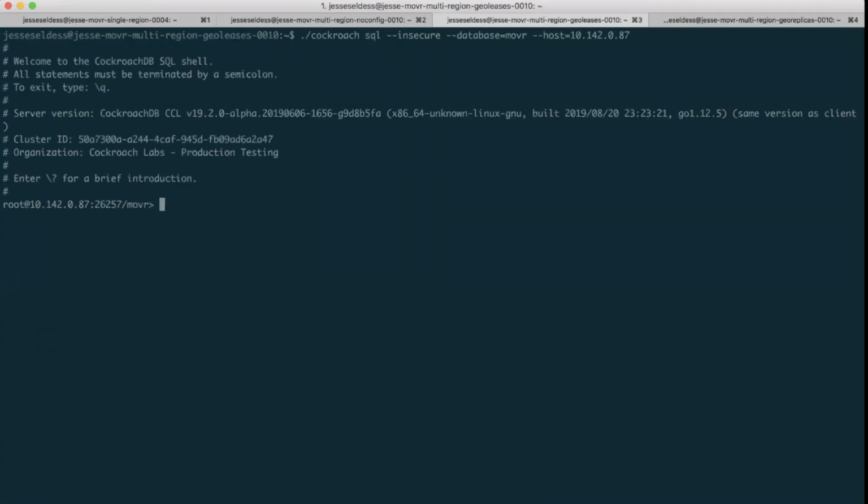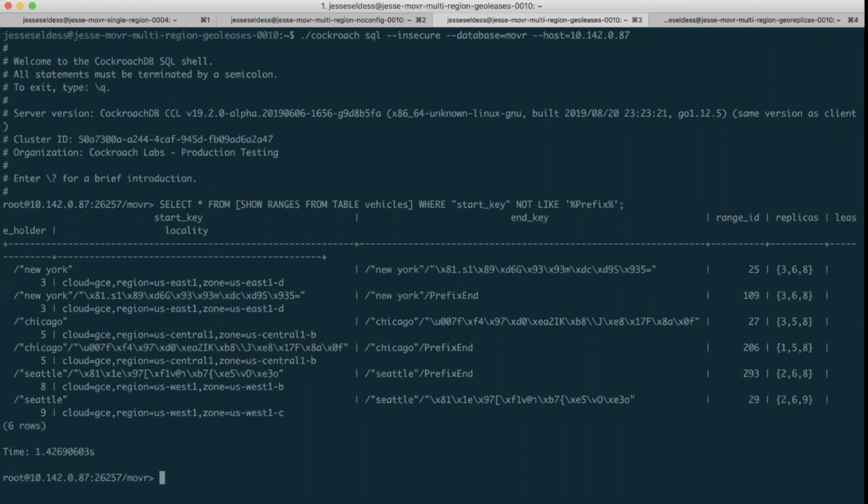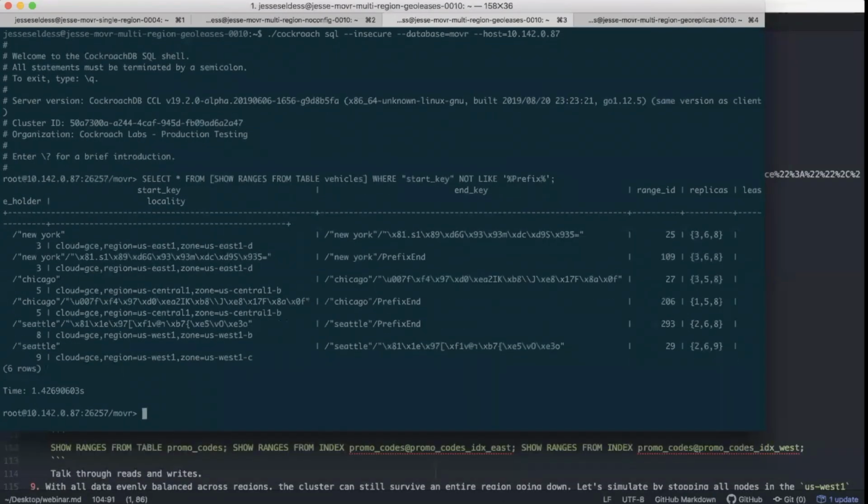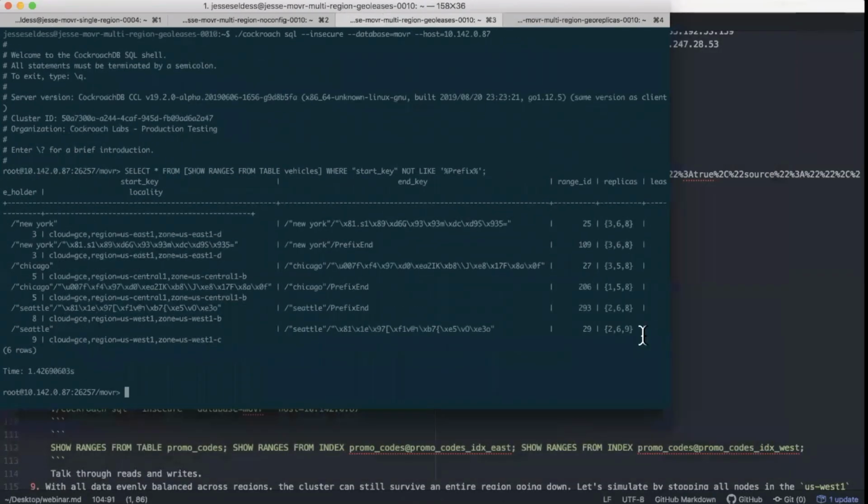All right, so I opened the SQL shell. I have the cockroach binary on this VM, and I just pointed it at the HA proxy load balancer, and it opened a SQL shell for me. And so what I'm going to do now is use this show ranges command to look at where the replicas are for this vehicles table. I have to make this a little smaller so you can see what's going on here.